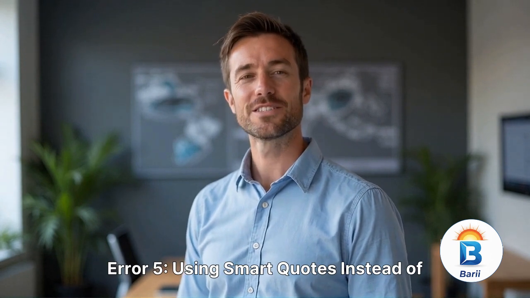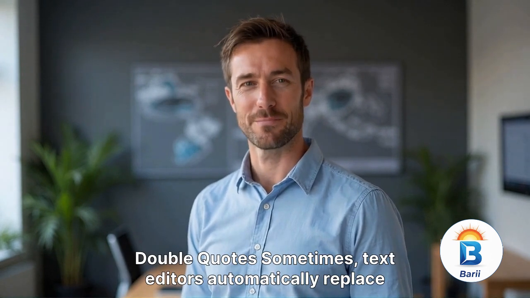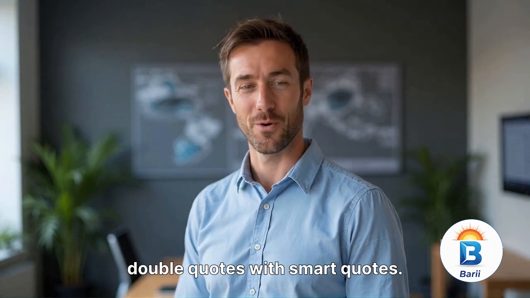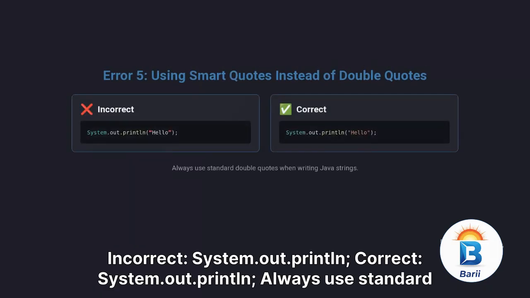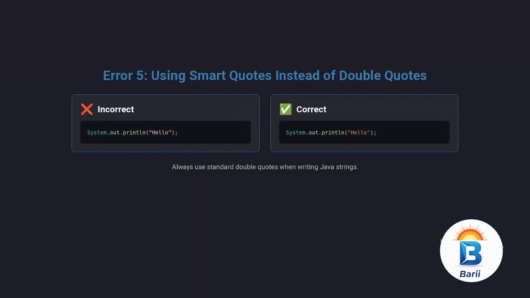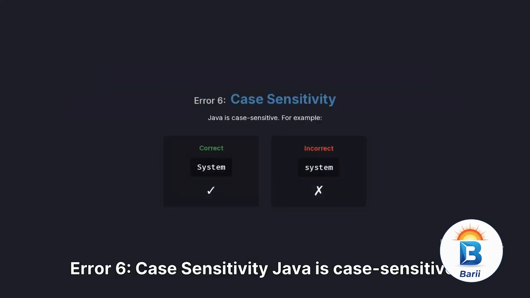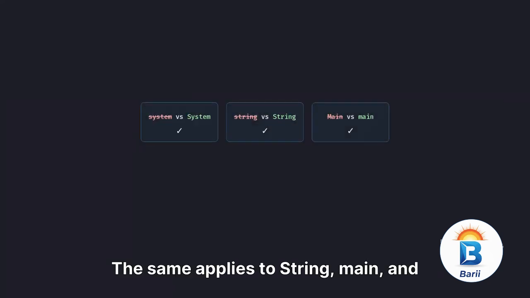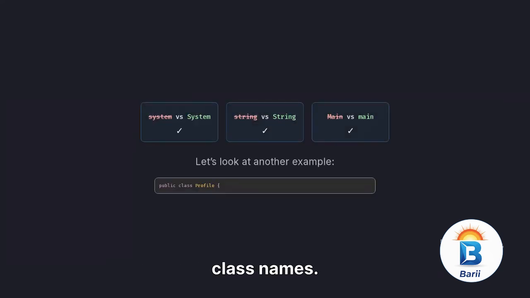Error 5: using smart quotes instead of double quotes. Sometimes text editors automatically replace double quotes with smart quotes. Incorrect: System.out.println with smart quotes. Correct: System.out.println with standard quotes. Always use standard double quotes when writing Java strings. Error 6: case sensitivity. Java is case sensitive. For example, System is correct, system is incorrect. The same applies to String, main, and class names.